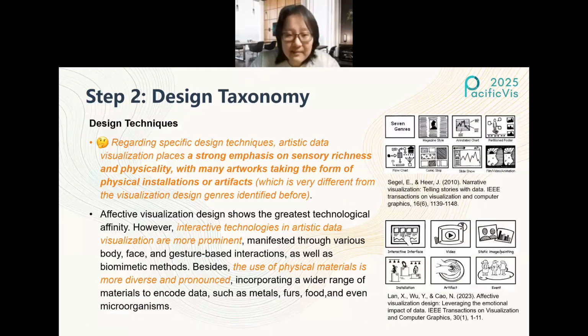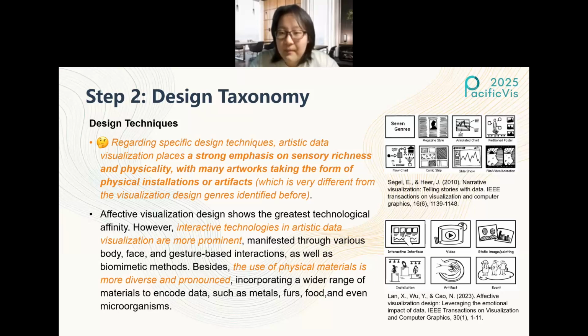Due to time constraints, we are not going to delve into these techniques one by one. But in a nutshell, we observe that, unlike traditional charts, many of these artworks take the form of installations of physical artifacts. We also compared the design techniques of artistic data visualization with those identified in effective visualization design, finding that interactive technologies in artistic data visualization are more prominent.